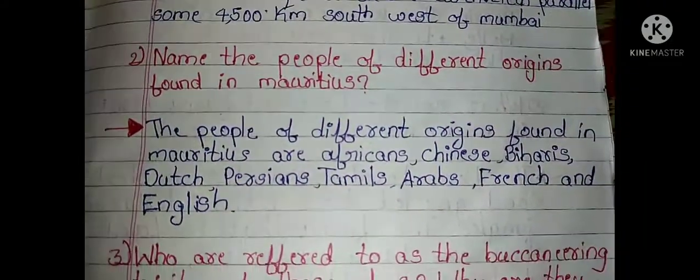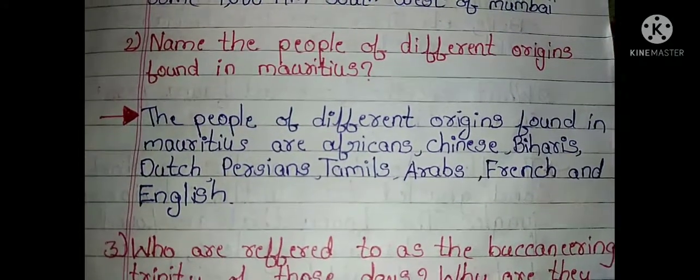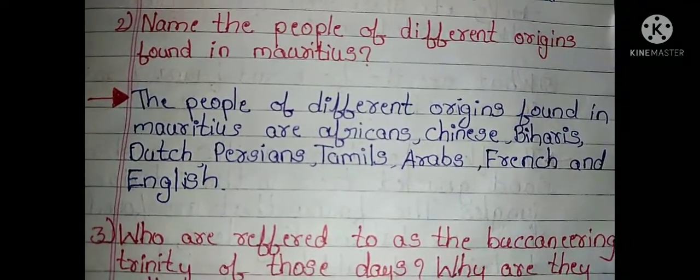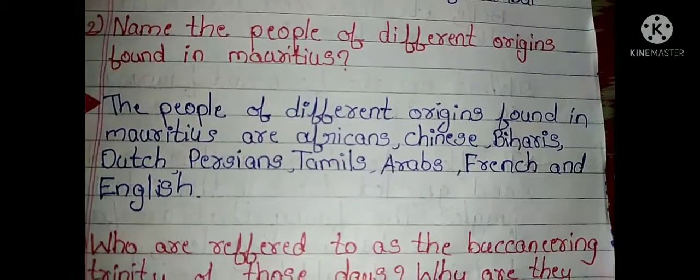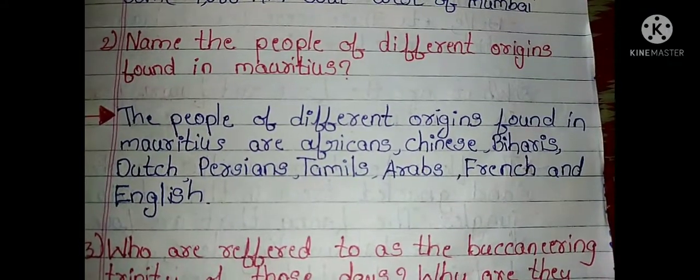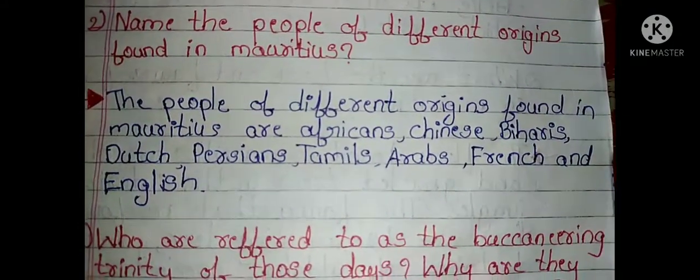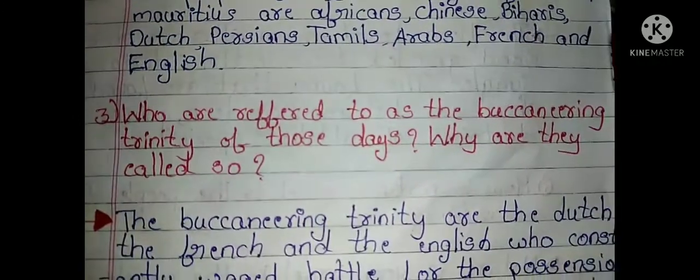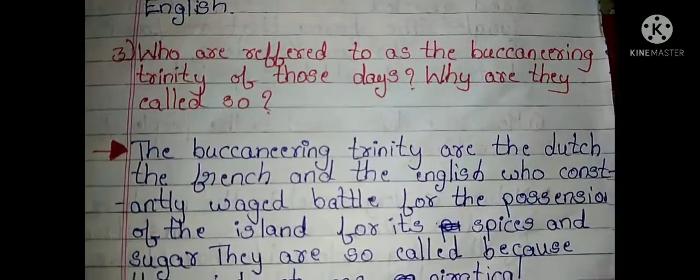Name the people of different origin found in Mauritius. The people of different origin found in Mauritius are African, Chinese, Biharis, Dutch, Persians, Tamils, Arab, French, and English, who are referred to as the Bacchanalian Trinity of those days.